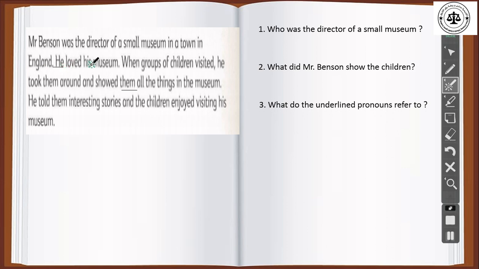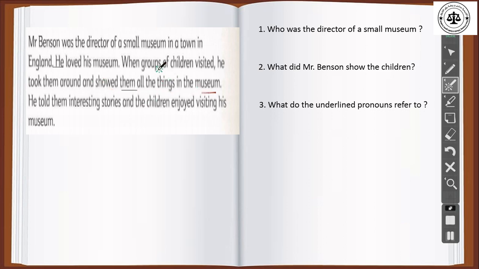He loved his museum. He refers to Mr. Benson. Mr. Benson, okay? He loved his museum. Did Mr. Benson love his museum? Yes, he loved his museum. When groups of children visited, he took them around and showed them all the things in the museum. Okay, what did Mr. Benson show the children? Yes, he showed them all the things in the museum, okay?